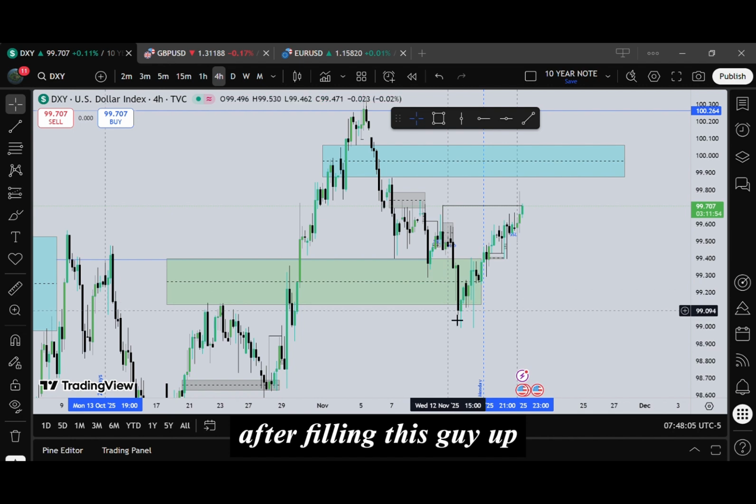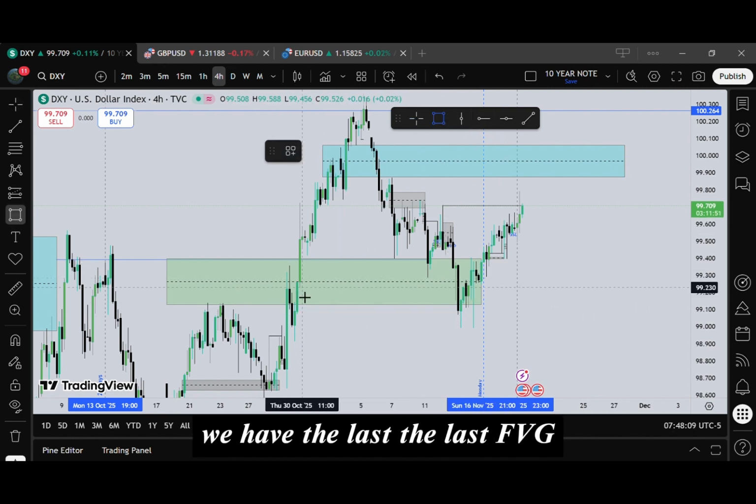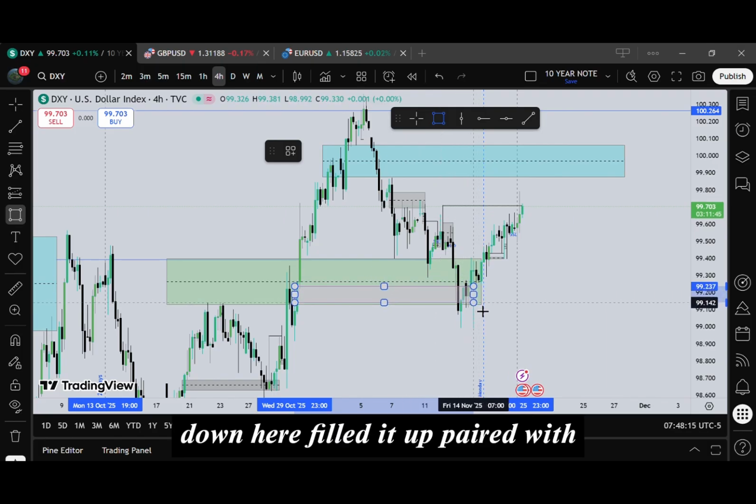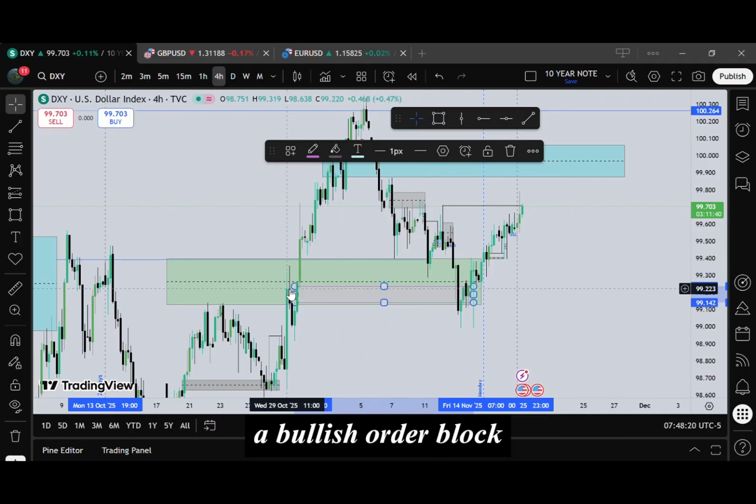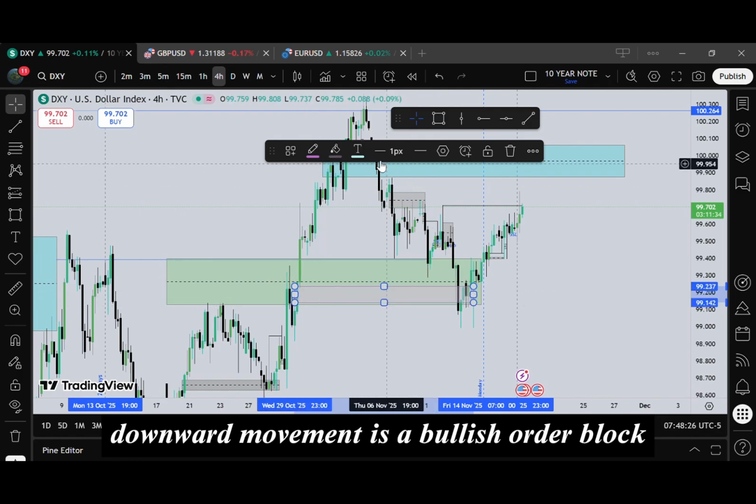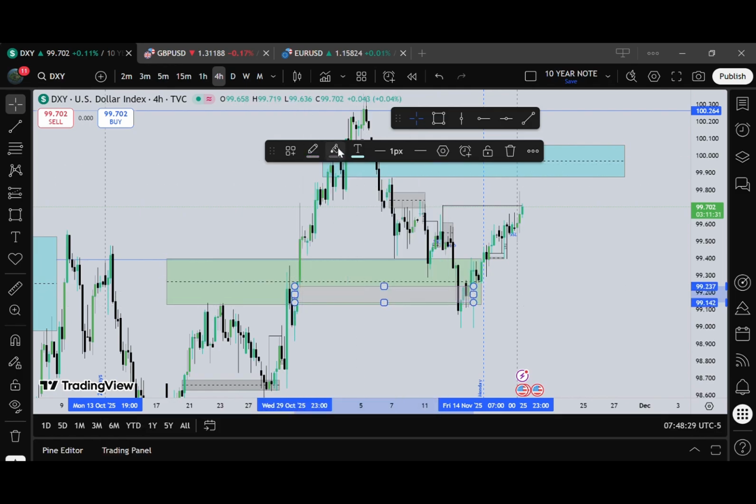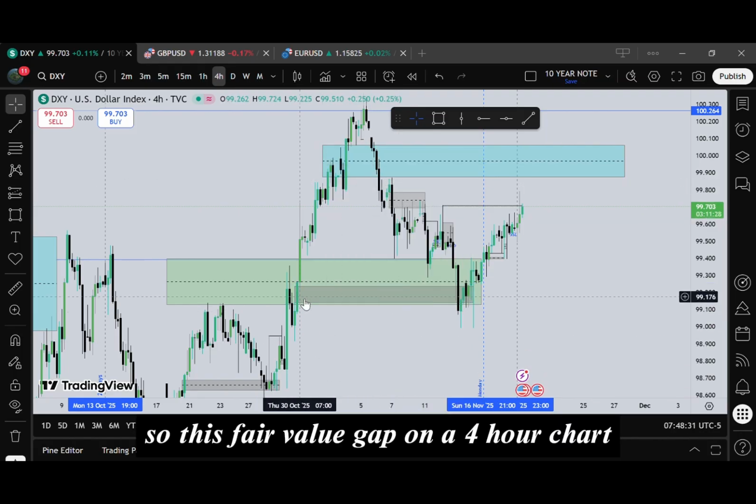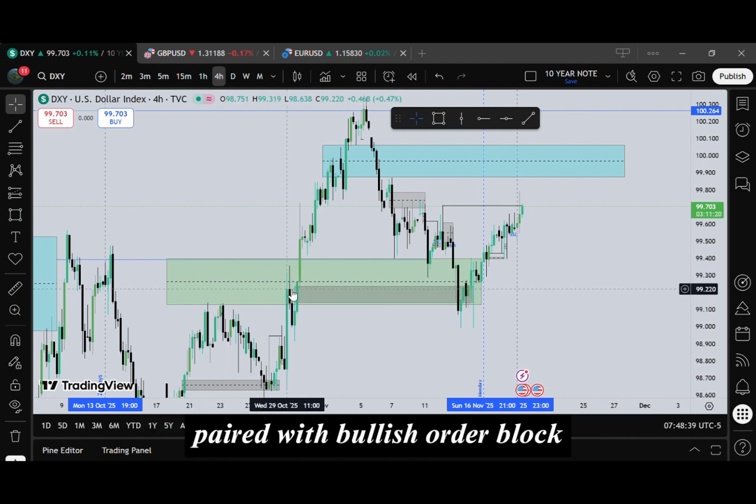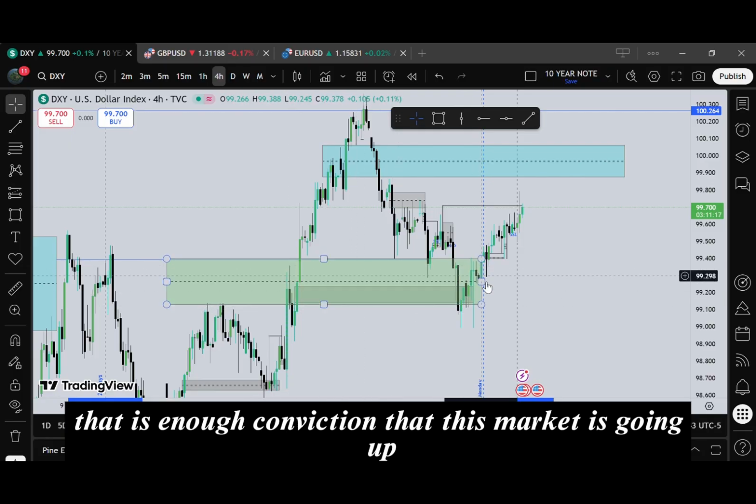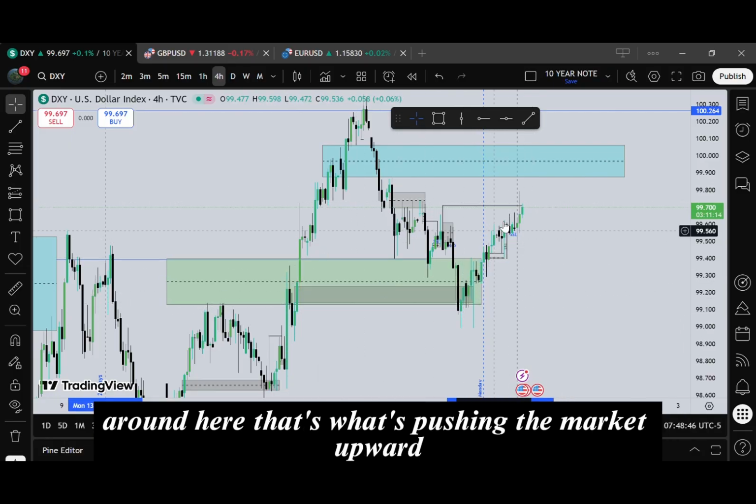After filling this up, you can see it on the 4 hour chart. We have the last fair value gap down here. Filled it up, paired with a bullish order block. This downward movement is a bullish order block. So this fair value gap on a 4 hour chart, paired with the fair value gap on the weekly chart, paired with a bullish order block, that's enough conviction that this market is going up around here. That's what's pushing the market upward.